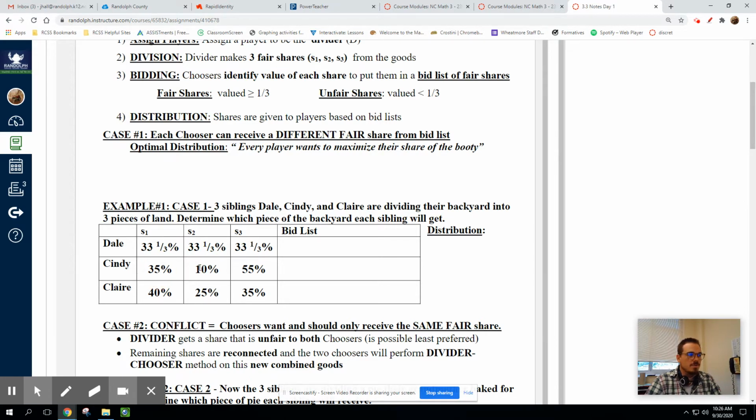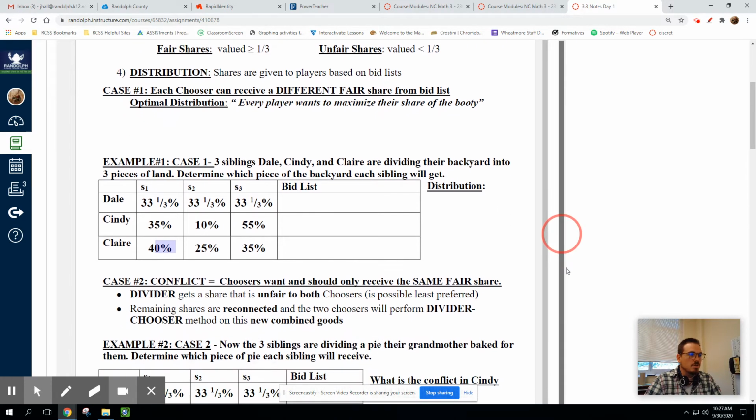Cindy likes the first one, doesn't really like it: 10% of her value goes to the second one, and 55% of her value goes to the third piece of land. Claire likes the first one at 40%. She thinks that's fair, that's greater than 1/3. She thinks 25% for the second piece, and she doesn't really care for that one. And 35%, that one she likes, but it's not her favorite, since it's not the 40%. So she's okay with that.